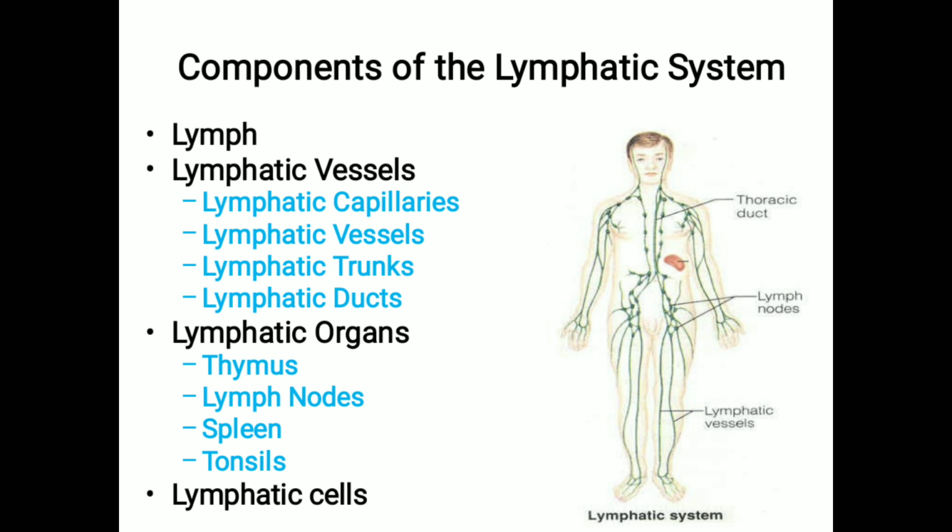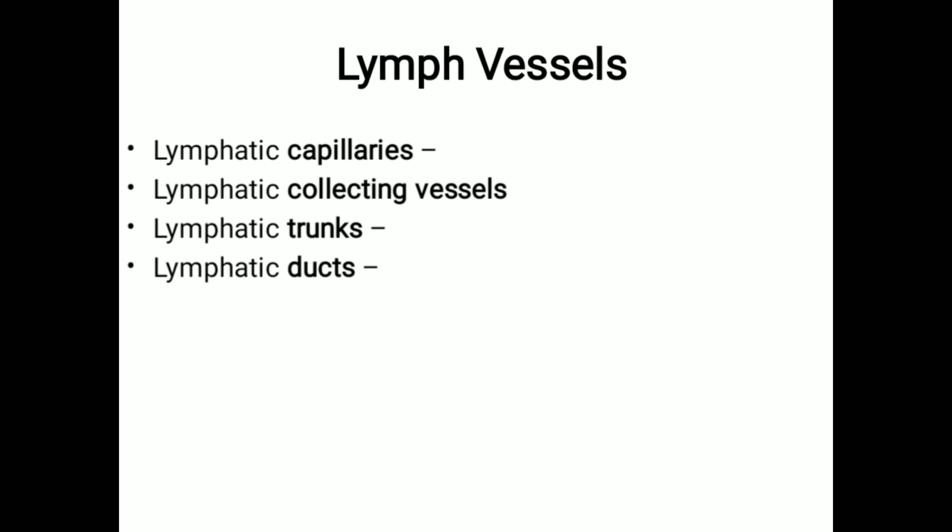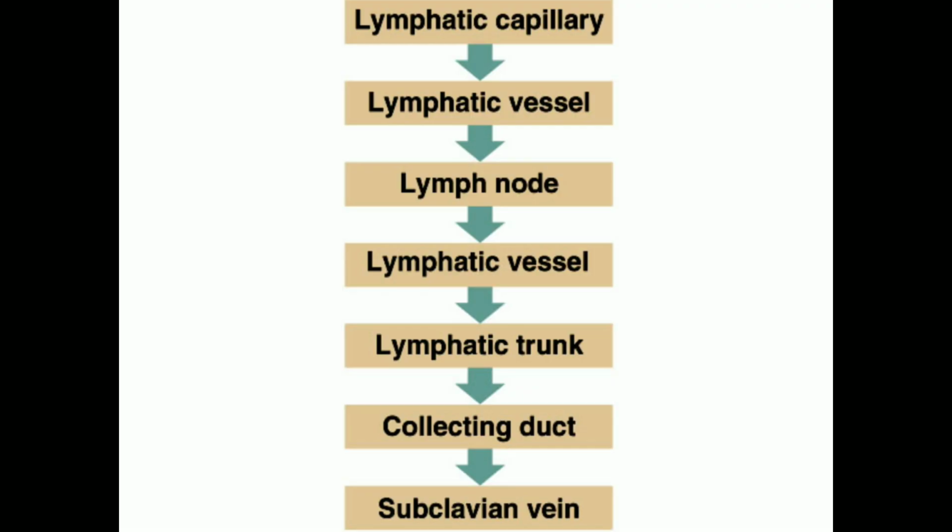There are lymphatic vessels also. Lymphatic vessels consist of lymphatic capillaries, lymphatic collecting vessels, lymphatic trunks, and lymphatic ducts. This is how it goes. The smallest thing you see is the lymphatic capillary. From the lymphatic capillary, the fluid passes through the lymphatic vessel, then it goes through the lymph node. From the lymph node, it goes to the lymphatic vessel, then the larger trunk, then the collecting duct, then it goes into the larger vein called the subclavian vein. From there, it drains into the heart.